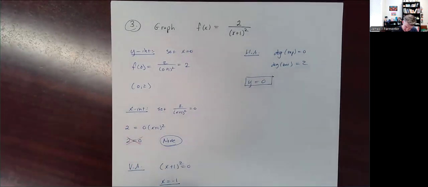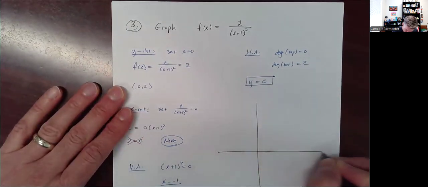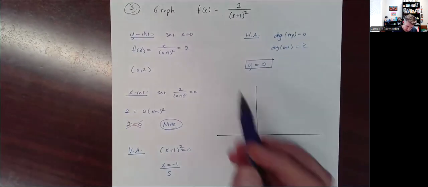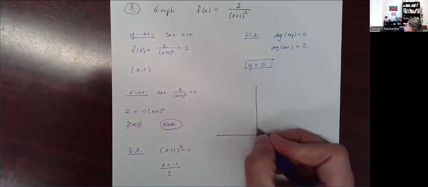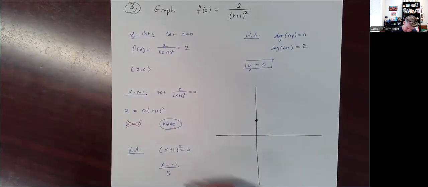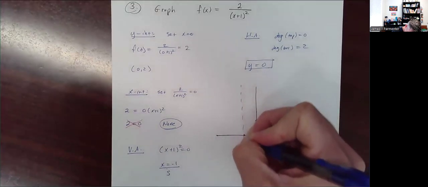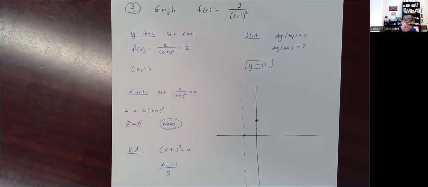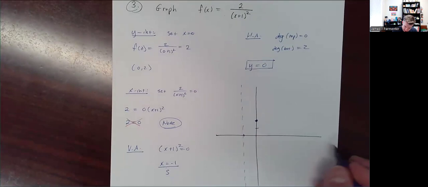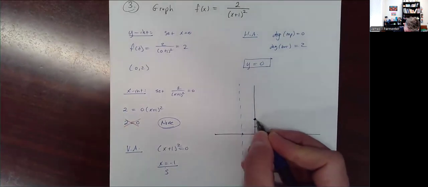Let's graph it. After you've found all the things you can find, you plot them all on your usual xy coordinate system. So I've got my y-intercept of (0, 2), no x-intercept, a vertical asymptote of x equal to -1, and then a horizontal asymptote of y equal to 0, which I'm not really going to draw, I just know it's there. So I know that from this point here, as I move further to the right, I have to get closer and closer to y equal to 0.